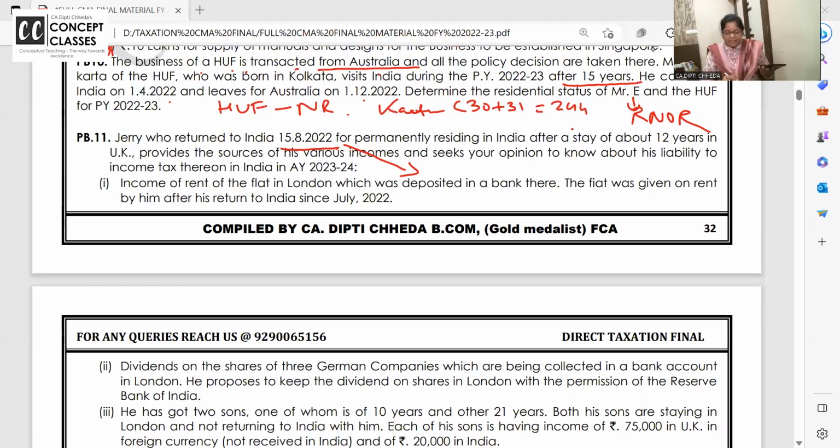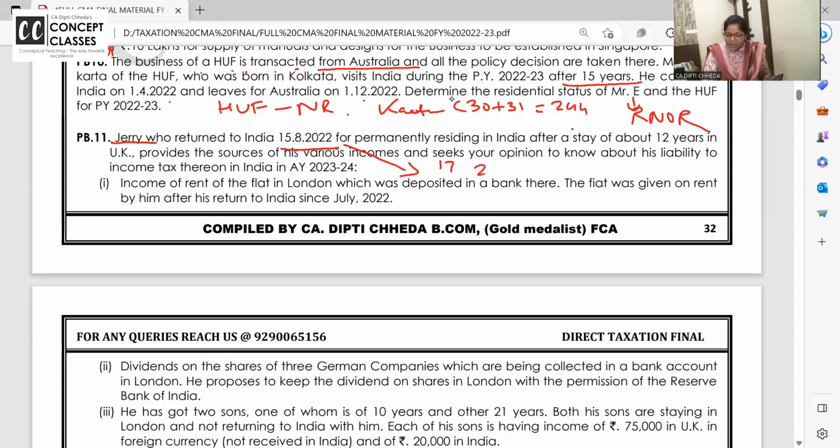Let us first decide Jerry's residential status. Then we can decide what income will be taxable. So he returned to India on 15th August after 12 years. How many days did you count? In August, the day he came to India, 15th also and 31st also. So 31st and 15th, 17 days of August. Very good, very good. 229 days. Very correct answer. August 17 days, September, October, November, December, January, February, and March.